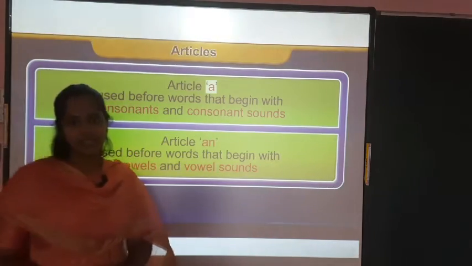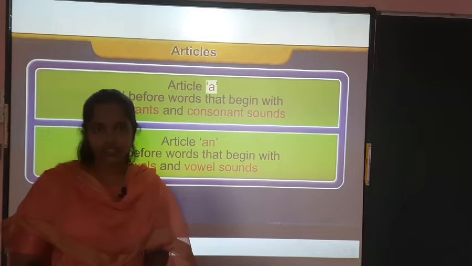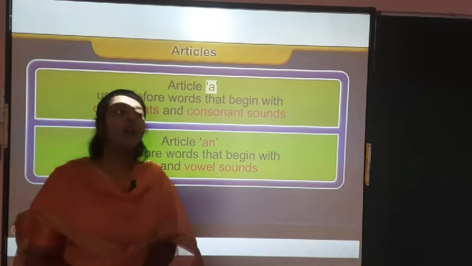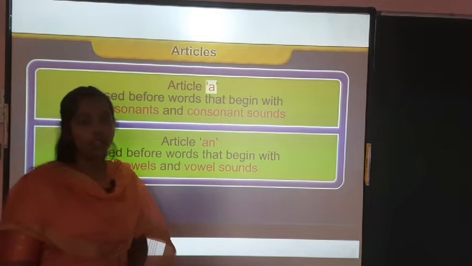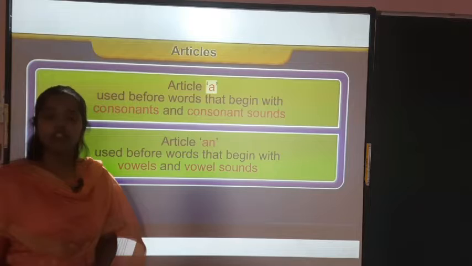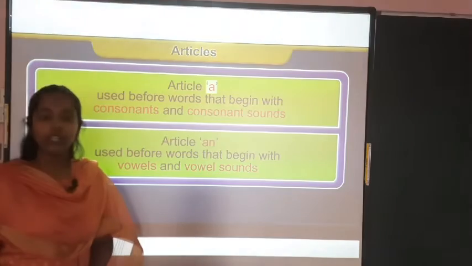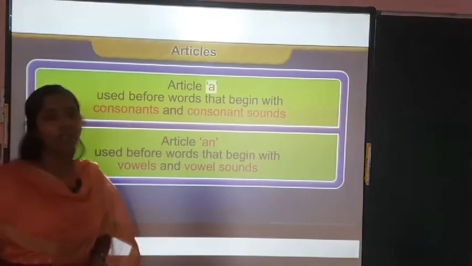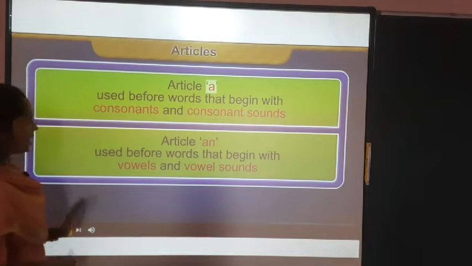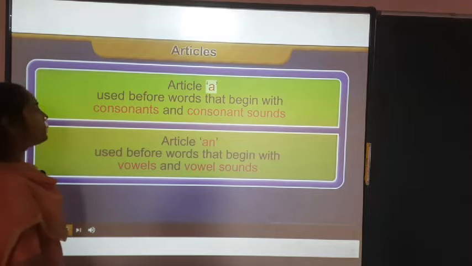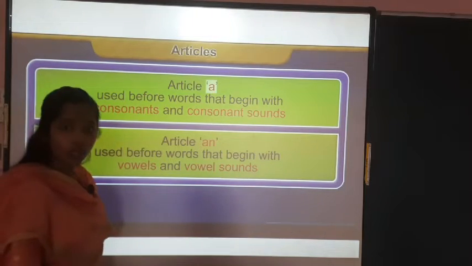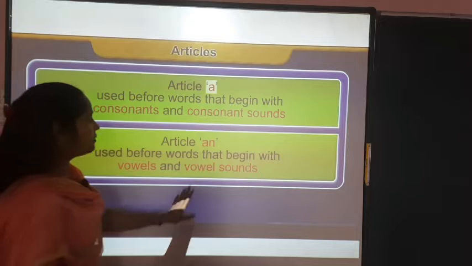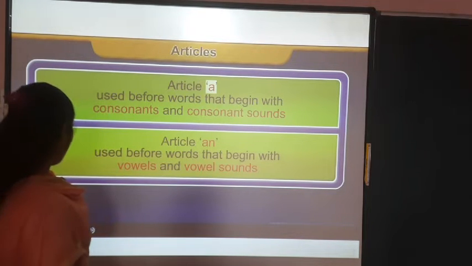In our previous classes, we have learnt about articles and the usage of a and an with some activities. Understood? Now we are going to have a recap of a and an, along with the usage of the. So a and an will be the older, and the usage of the will be the newer one. Understood? So let's start. Article a is used before words that begin with consonants and consonant sounds, as I taught you before. Understood? Now article an is used before words that begin with vowels and vowel sounding words. Completed? Moving onwards.